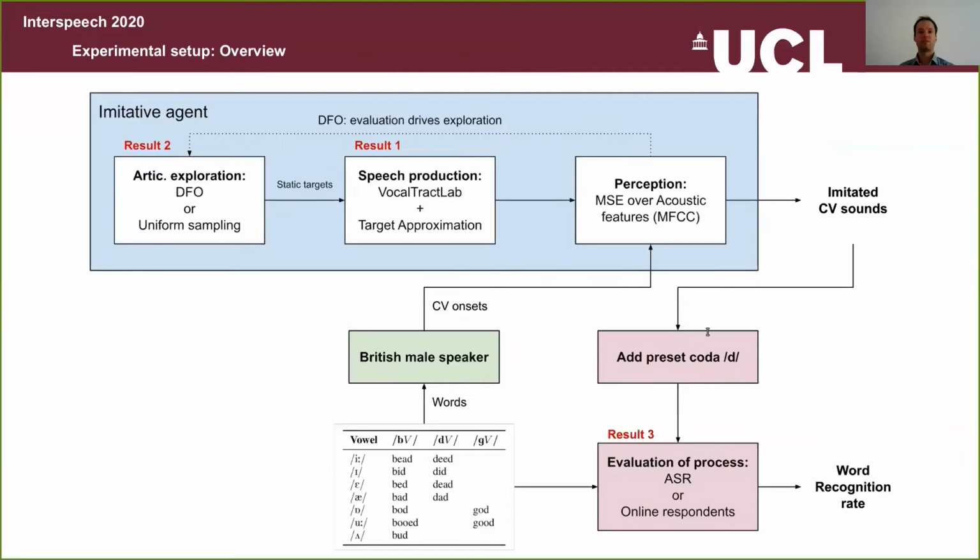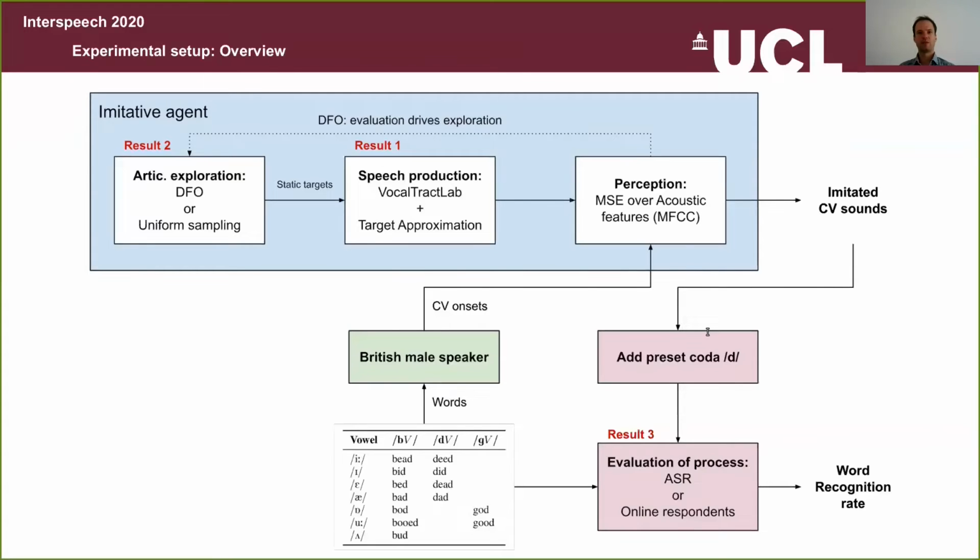The following experimental setup was implemented to probe these research questions. All experiments started with single word recordings by a British male speaker from which we extracted consonant vowel onsets and concluded with a word recognition task. The set of inputs contained 7 British English vowels and 3 voiced plosives, and the process was repeated for each word using different random seeds.